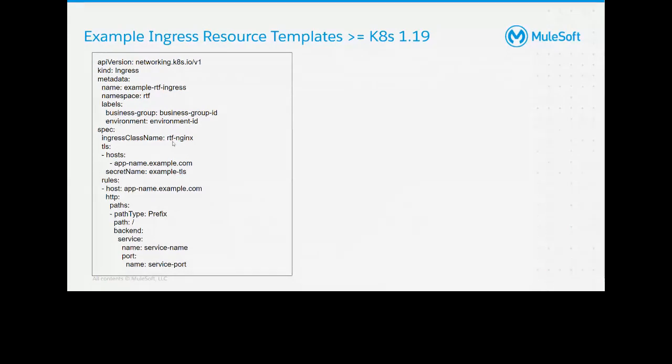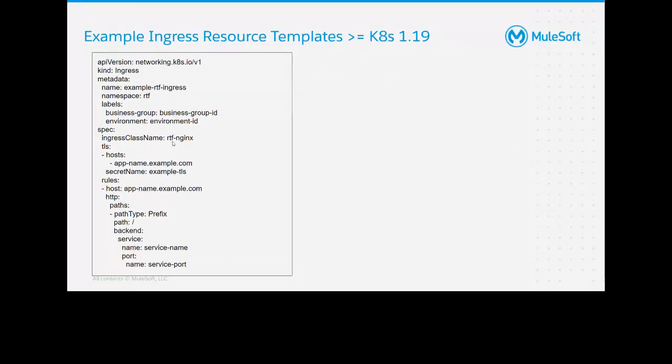So for example, you see business group, environment ID, right? If you're deploying a Mule application to a particular business group, it will automatically replace the business group ID value with the appropriate business group ID. Similarly, it will replace the environment ID. It will know to do this only if you apply it in the RTF namespace. And when it creates the Ingress resource for the Mule application, it will also replace RTF-Nginx with just Nginx.